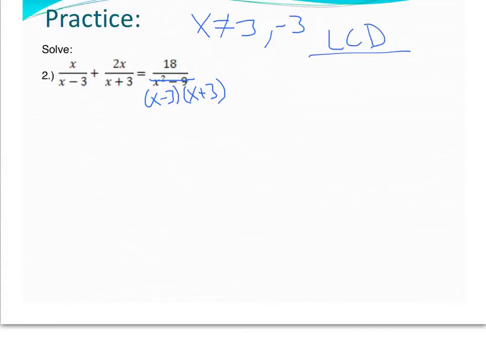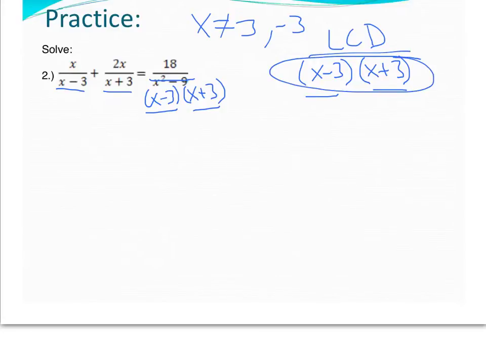What I like to do is just go from left to right, and I start putting down my factors. And if there's a repeat, I don't put it down. So I'm going to start with the x minus 3. Boom, put that down. Taking care of that one. Next one, x plus 3. I haven't written that one down yet. X plus 3. Now I move over here. Oop, I already put down an x minus 3, and I've already put down an x plus 3. So this right here is my LCD.